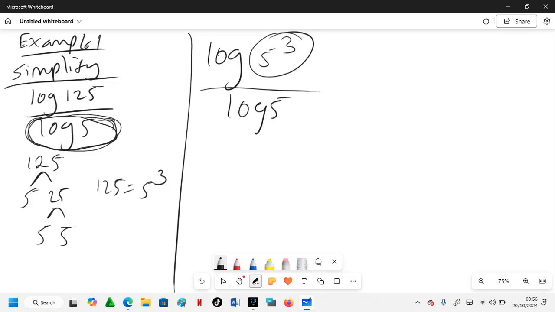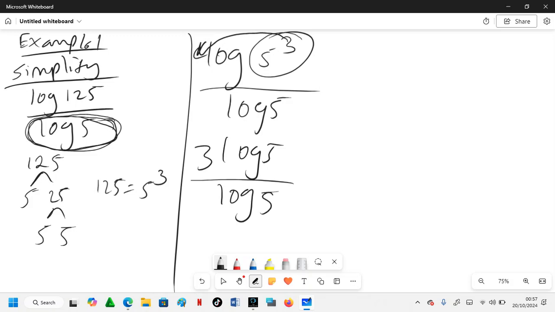Then I can use the third law of logarithms. I drop the power there, so that I have 3 log 5 over log 5. And the log 5 can cancel, so that we remain with 3.